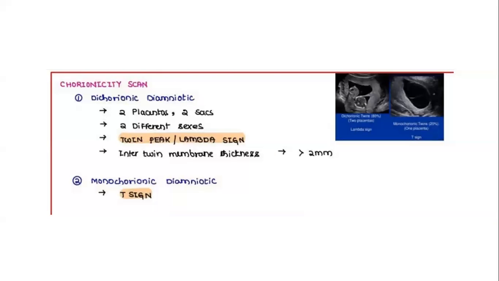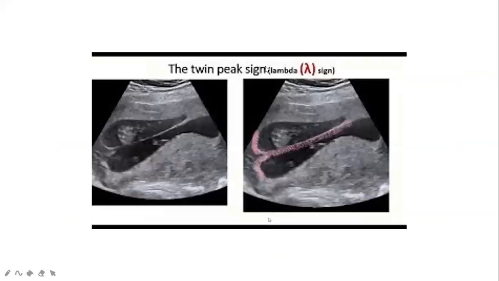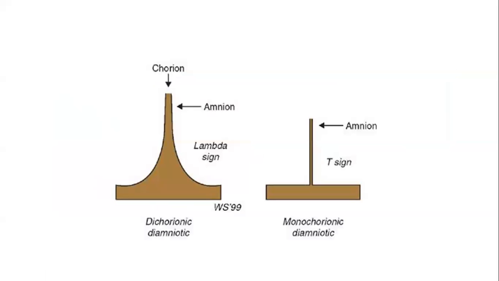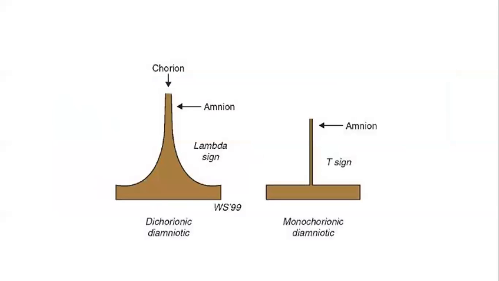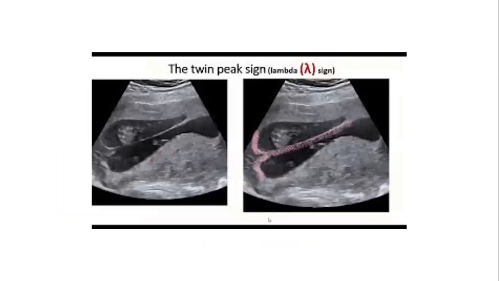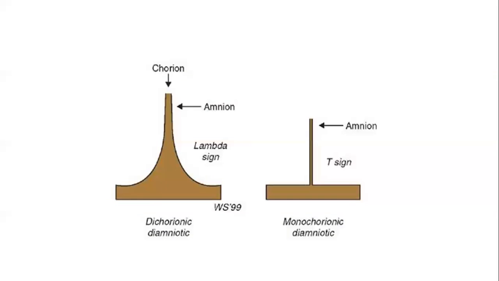So we better call them by mnemonic, right? The Didi shows twin peak and lambda sign, whereas Modi shows T sign, right? So this is how you see it. Do you see the difference? The T sign is seen in Modi, whereas Didi shows the lambda sign and twin peak sign. So I want you to remember that twin peak and lambda sign are the same thing, which are seen in Didi, right? Didi means twin peak and lambda sign, whereas Modi means T sign.